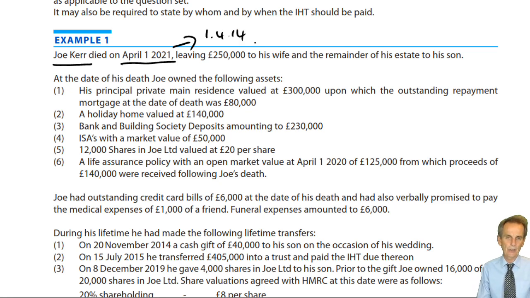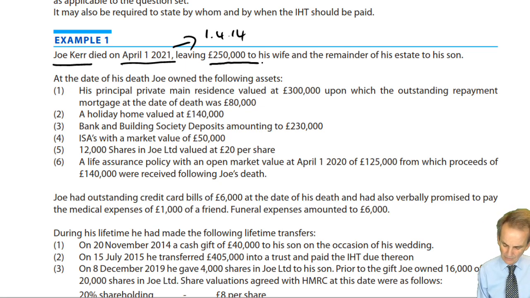And any transfers from that date through to the date of death, falling within the 7 years before the date of death, will become chargeable on death. What did Joe do in terms of his will?